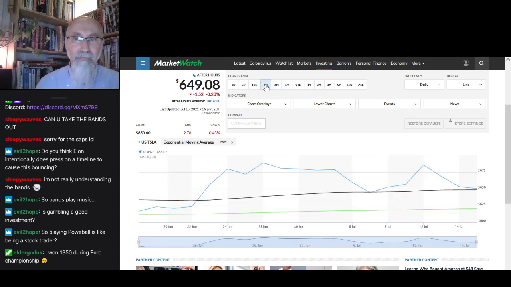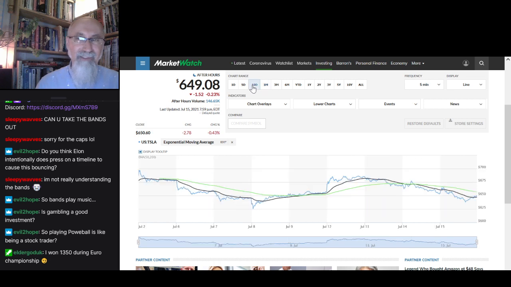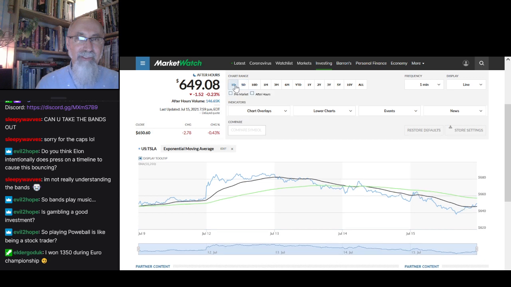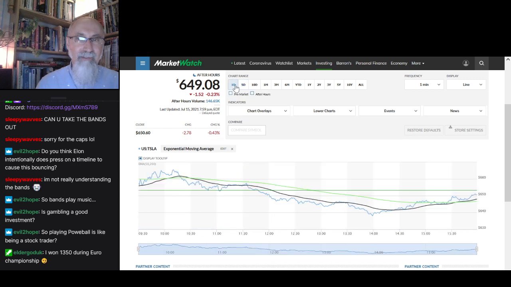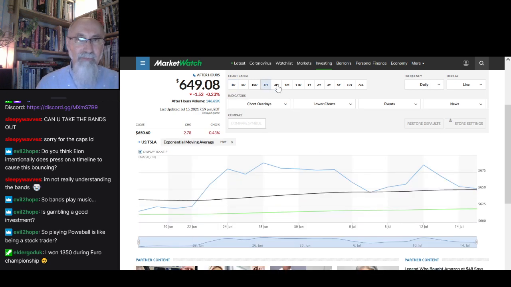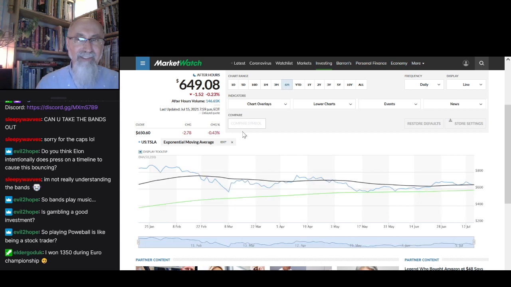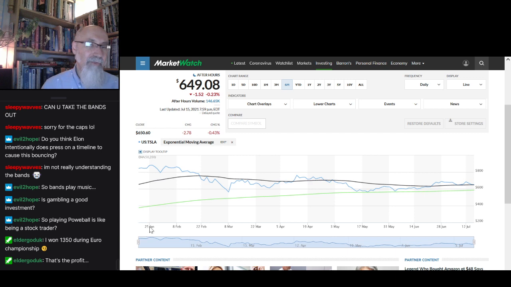Here's the 1 month. Here's the 10. We're not going to look at the 10 day, really. 10 day, 5 day, because this is getting into day trading, right? And 1 day, right? So it's going back up again. Let's stick with the 6 month. That's the 6 month for Tesla.